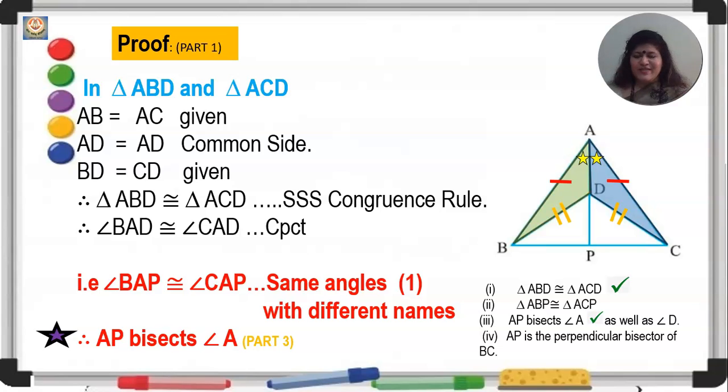So students, what I have done here is I have proved the first part, and after having proved the two triangles congruent, I have directly proved AP bisects angle A because it was more convenient to do it that way. Okay. Now, in the next slide, I'm going to prove triangle ABP congruent to triangle ACP. So students, you can make a note of this. Now let us move to the second part of the proof.